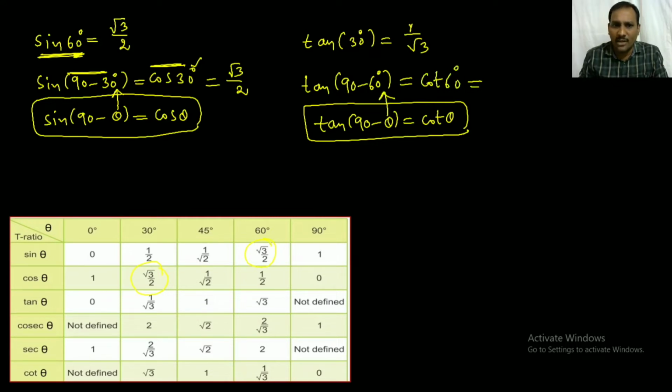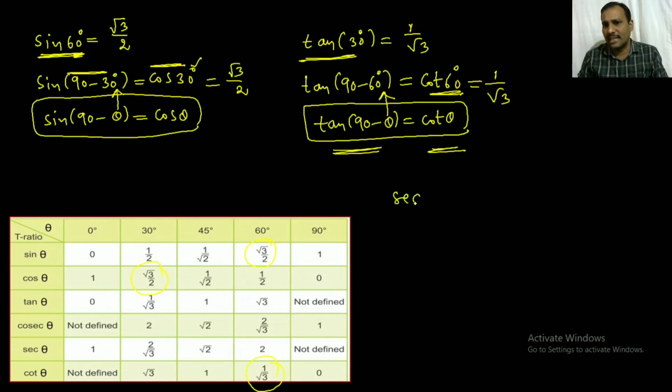So, what is the value of cot 60 here? Cot 60 is, again, 1 by root 3. So, can I say that tan 30 is cot 60? Can I say that tan 90 minus theta is cot theta? So like that you can check it for secant also.